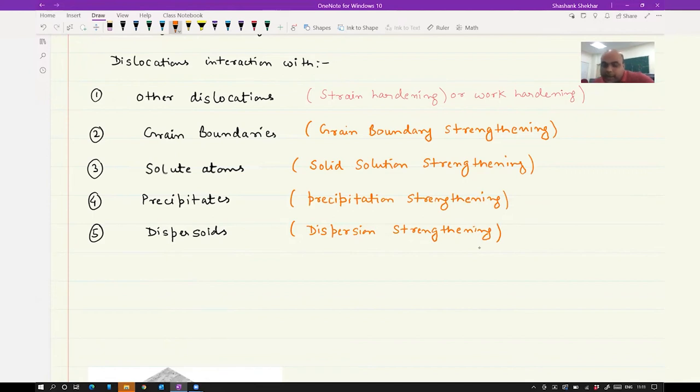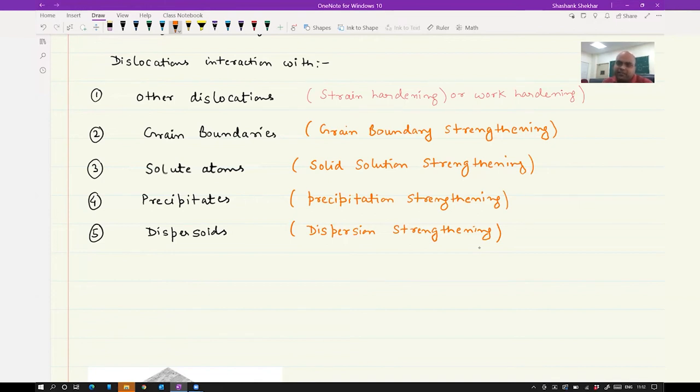Okay. So again, I am reiterating that what is happening is the dislocations are going to interact with these microstructural features present in a given system, and thereby the strength of that given system is going to be increased, right? And depending upon the microstructural features with which dislocations are interacting, the name is given like that. So if dislocations are interacting with other dislocations, we will call it strain hardening or work hardening. If dislocations are interacting with the grain boundaries, we call it grain boundary strengthening. Okay. And similarly, right?